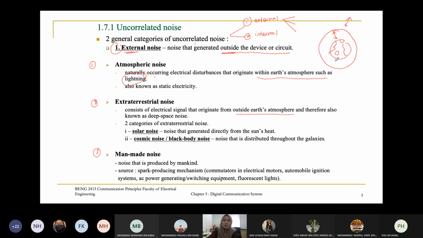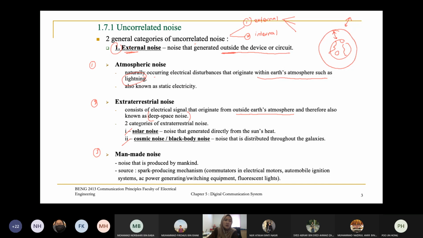Okay, so this is your atmosphere, the Earth's atmosphere. So extraterrestrial noise is outside the Earth's atmosphere, and therefore it is also known as deep space noise. Okay, and this extraterrestrial noise can be divided into two categories. The first one is solar noise. The second one is cosmic noise.